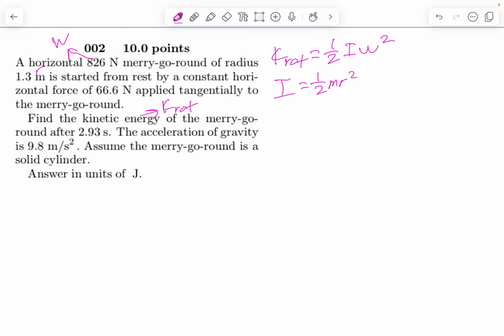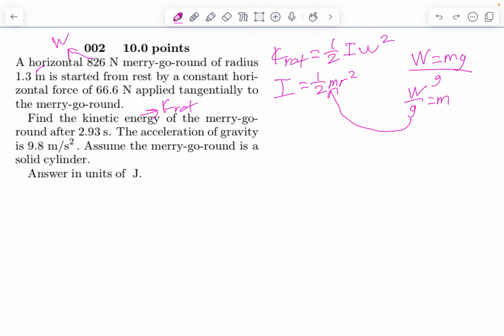And you know from your skills check and literally everything we've done so far this year that the weight is equal to mg. So if I want to solve for mass, divide both sides by g. So your weight divided by little g is equal to mass. So you know this, and that will go here. You know R, so you can solve for I. Once you know I, you can plug it into that equation and you can solve for omega. Okay, so then we gotta solve for omega.